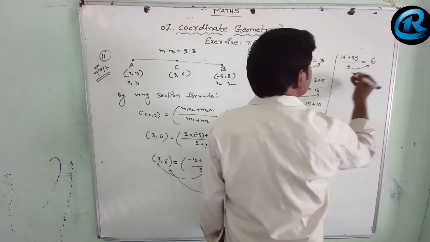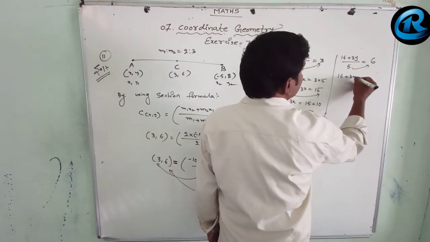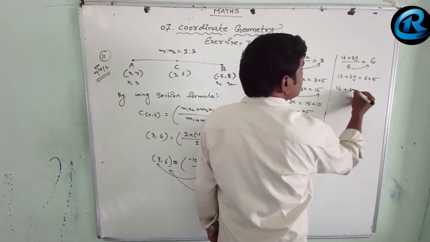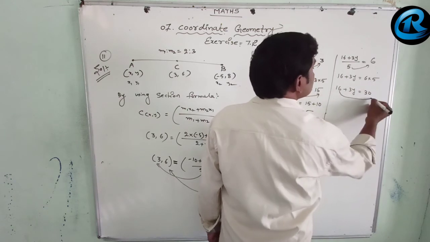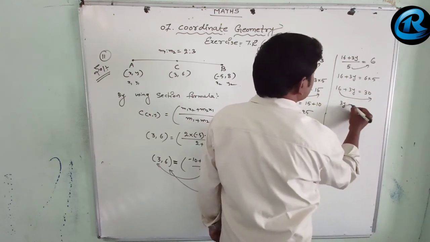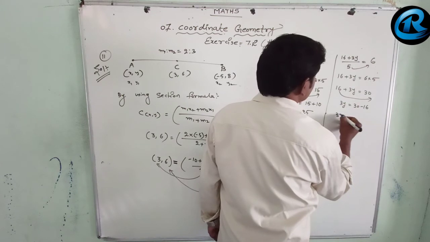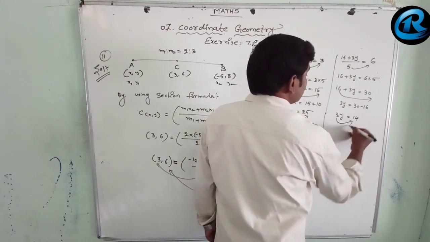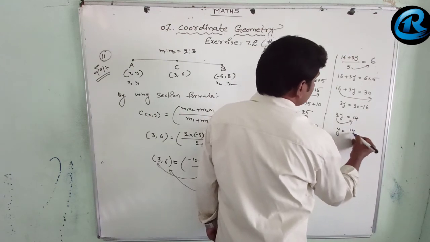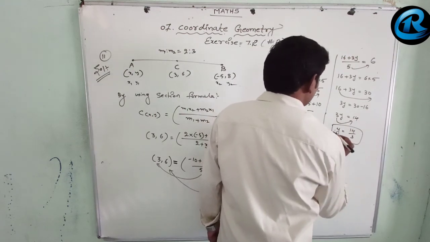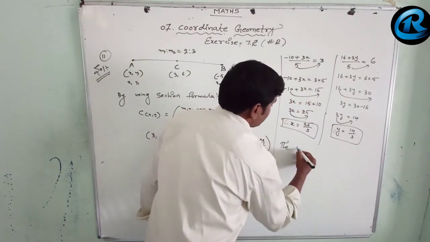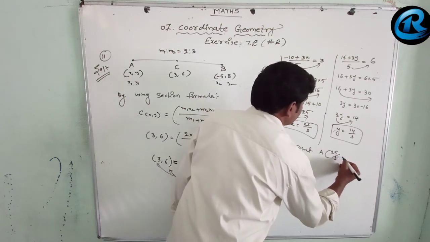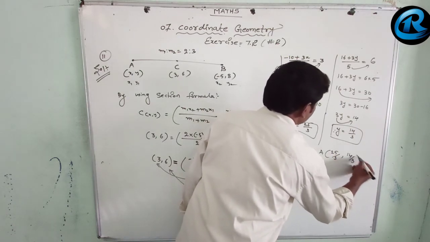Then here this 5 will transfer this side. 16 plus 3y equal to 6 into 5, which is 30. The plus 16 becomes minus 16. Then 3y equal to 30 minus 16, which is 14. Then this 3 will transfer to the other side. The 3 is multiplying, so it will divide. So the x value and y value give the point A equal to (25 by 3, 14 by 3).